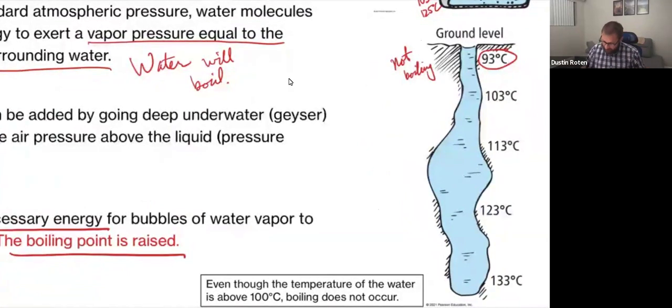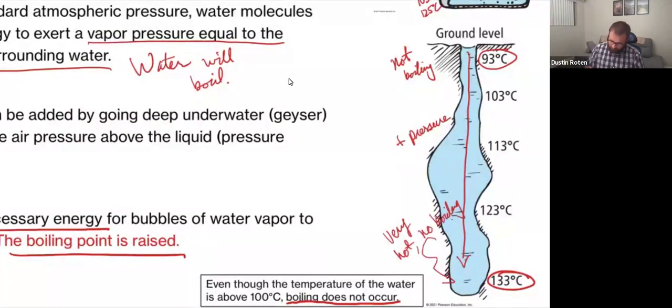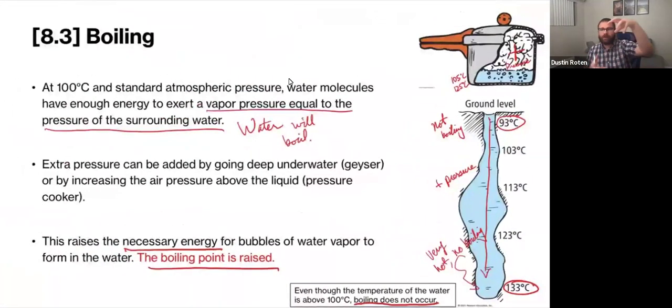But if you have all this pressure, all this water stacked up, just like if you dive to the bottom of a deep pool, you're adding a lot of pressure. So you can see that down here, the temperature is very hot. It's above 100 degrees Celsius, but boiling does not occur. So this is just very hot, but no boiling. So essentially your water can get superheated.